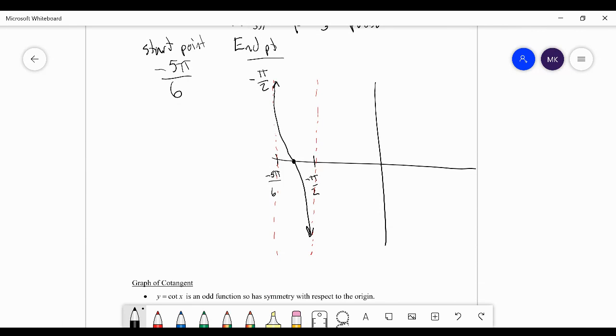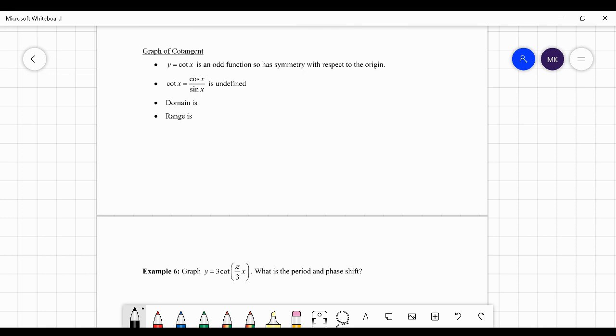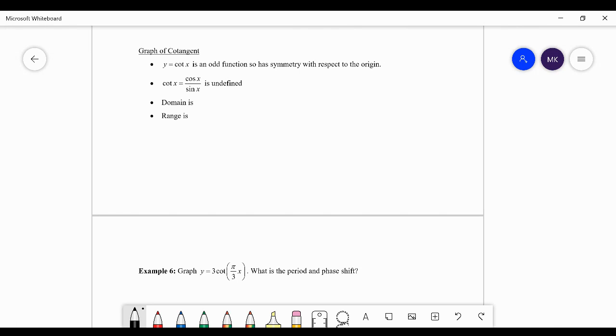And if you wanted to, you could continue to graph more of these. Then -pi/6 would be our next asymptote. Come through in the middle, and we'd go much like that. I don't want to do too much with this, because it's not as important as some of the other things we're going to be doing. We've already covered a lot this week.